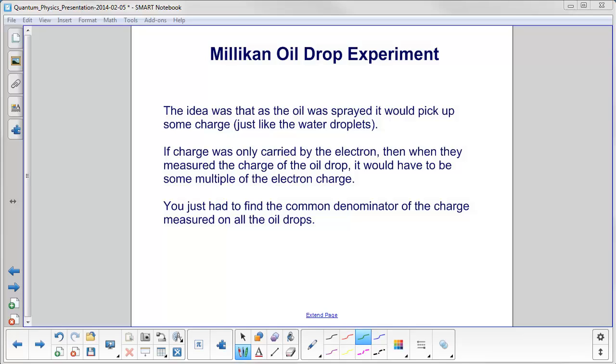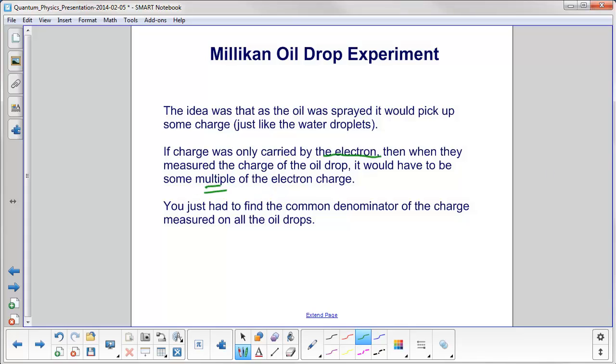The idea was just as the oil was sprayed, it would pick up some charge, just like the water droplets would. And actually a side benefit of using the oil, it was quite pretty. Fletcher talked about how when he first saw it, it looked like a bunch of miniature stars glowing in his apparatus there. So, if the charge is only carried by an electron, then when the charge on the oil drop was measured, it would have to be some multiple of the electron charge.